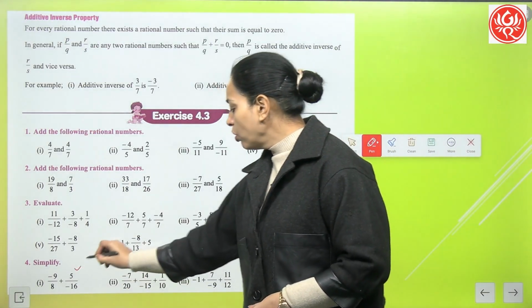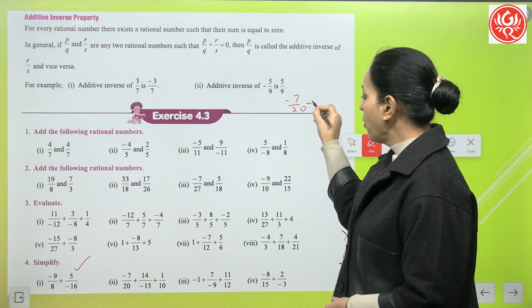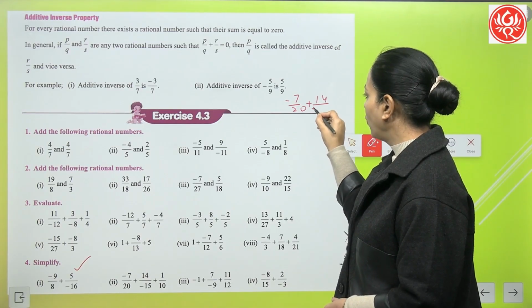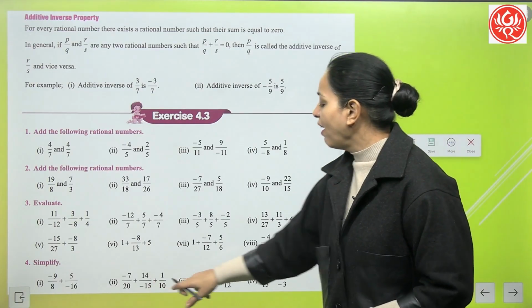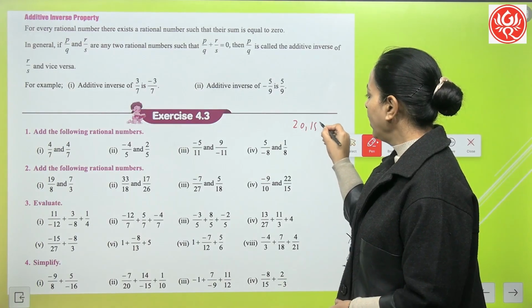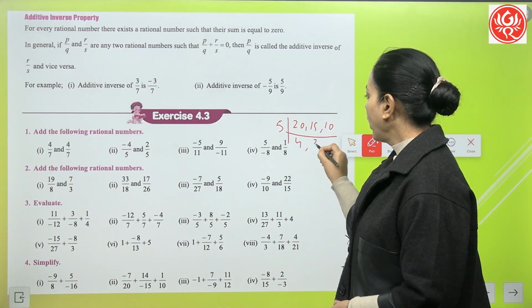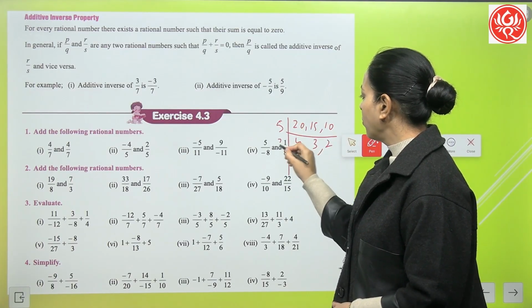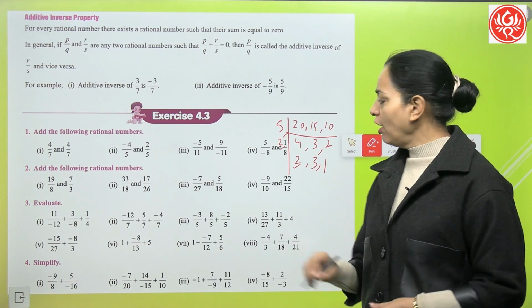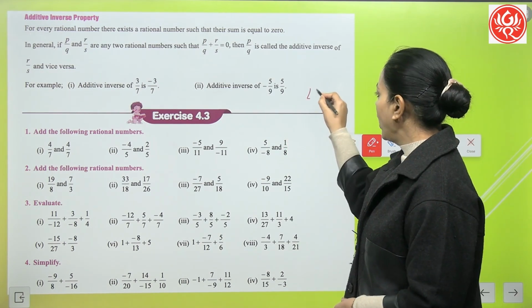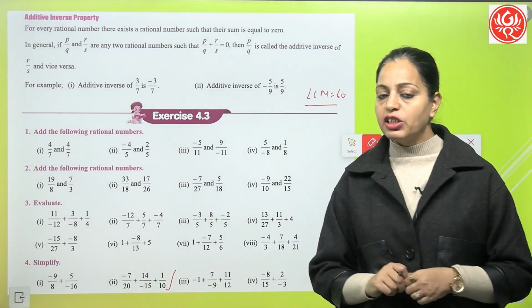Now question number 4, simplify. Like second part, minus 7 upon 20 plus 14 upon minus 15 plus 1 upon 10. So what to do? Take the LCM of 20, 15 and 10. So what is the LCM? First by 5. 5 3s are 15, 5 2s are 10, then by 2 you can take. So 5 2s are 10, 10 2s are 20, 20 3s are 60. So LCM is 60. Now change each denominator into 60.